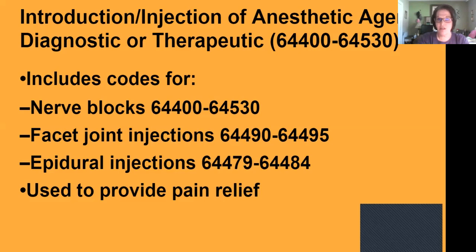Introduction, injection of anesthetic agent, diagnostic or therapeutic, 64400 through 64530. Include codes for nerve blocks, and there's your code range. Facet joint injections, again, code range. Epidural injections, used to provide pain relief.